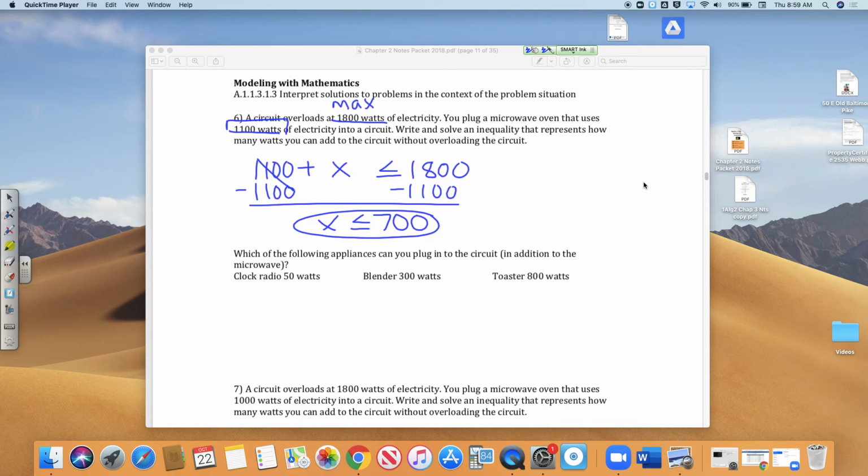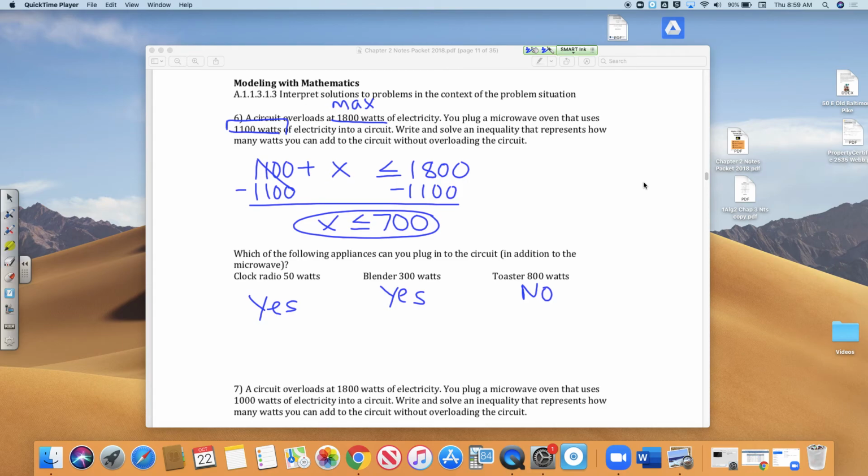It's asking which of the following appliances could you plug into the circuit in addition to the microwave. So could you plug in the microwave and this radio that has 50 watts? Yes. And each one's separate. Can you plug in the microwave and the blender? Yes. Could you plug in the microwave and the toaster oven? No, because that exceeds the limit.